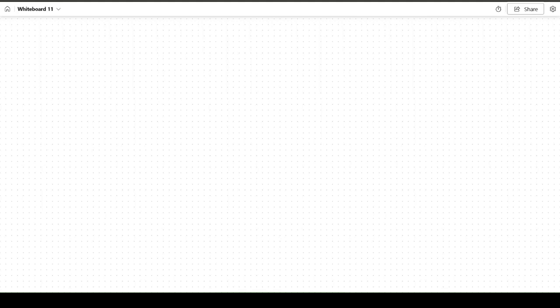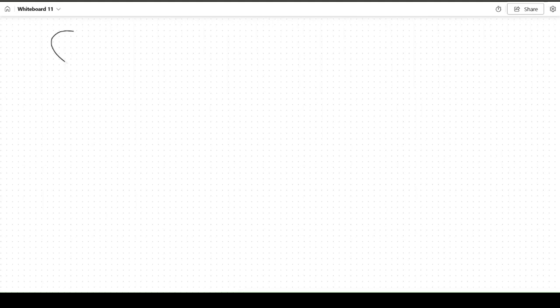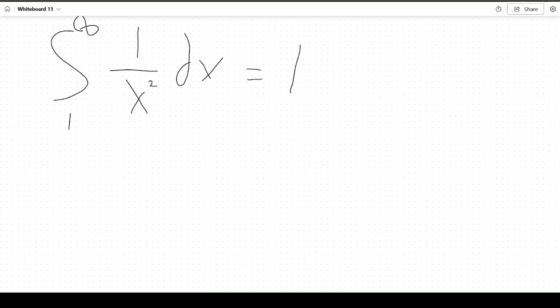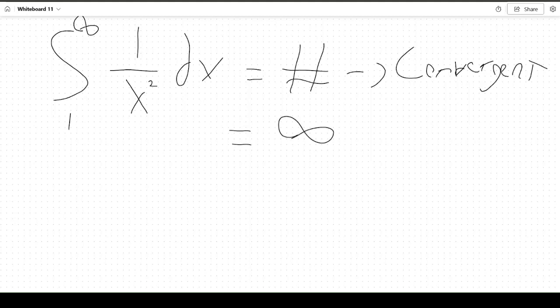In this video, we will talk about improper integrals. So let's say we have an integral from 1 to infinity, and we have this random function. If you integrate this and you get a finite number, then this will be convergent. But if you integrate it and you get infinity, it will become divergent.